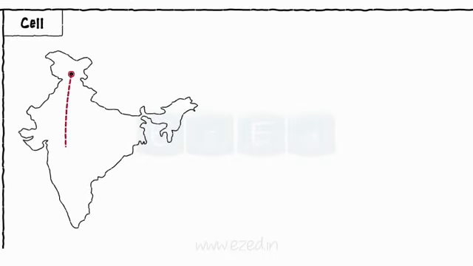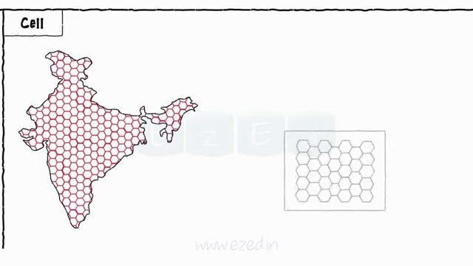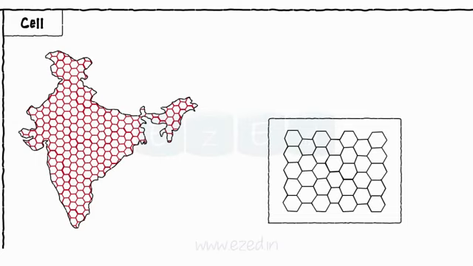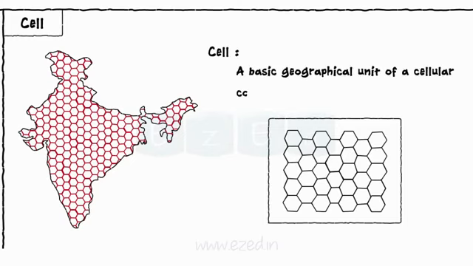Let's start with the cellular concept. We can make a call from one part of the country to another part of the country. Practically, every city is divided into small areas. Each area is called a cell. Thus, a cell is defined as a basic geographical unit of a cellular communication system.